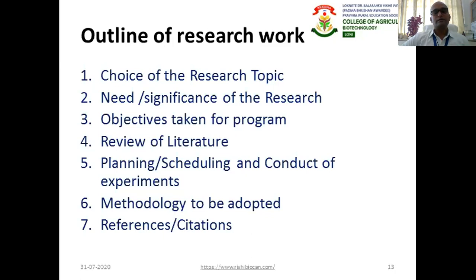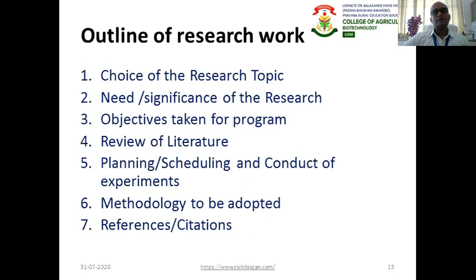Then review of literature. This is also a very important point: what work different scientists have done on your topic. What are the missing links? What are the questions still unanswered? And that question you can take as an objective. So first you have to study what has been done, what is going on, what can be done. These are three questions.